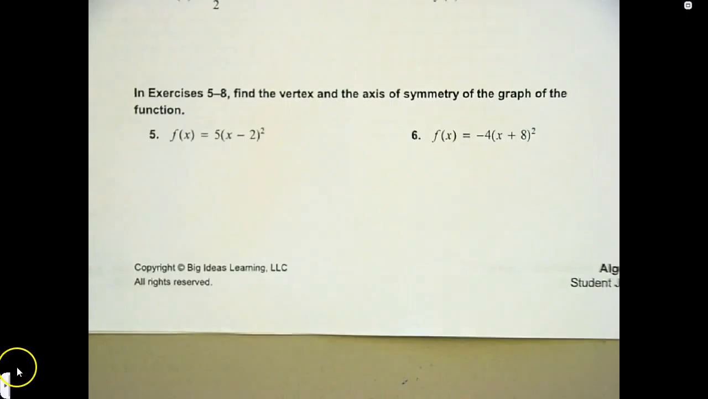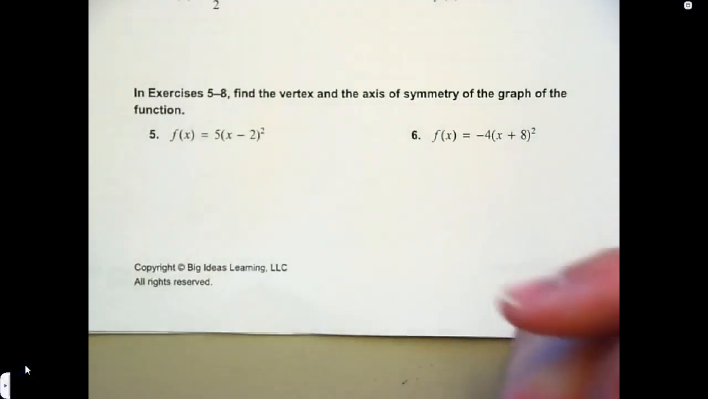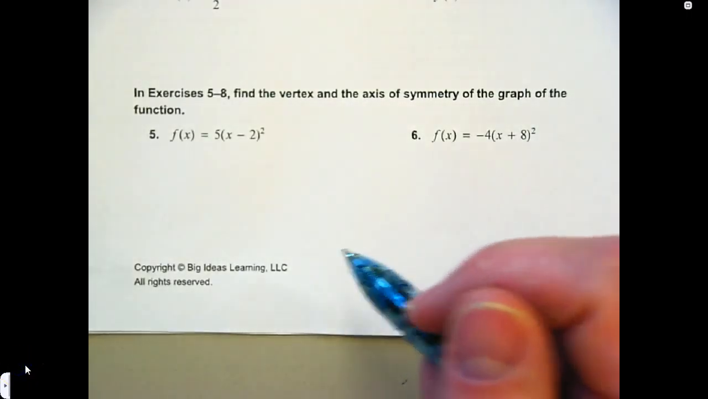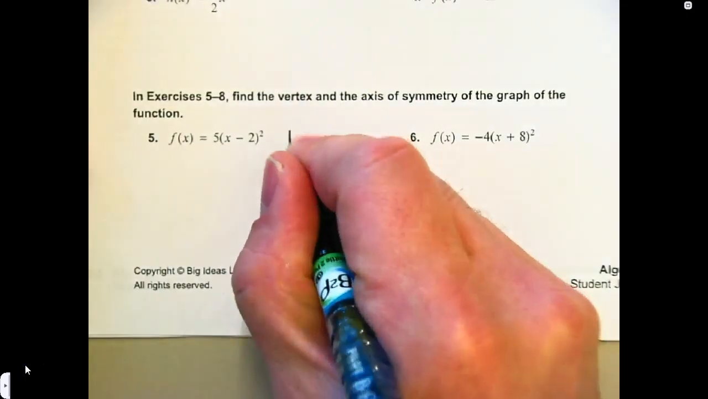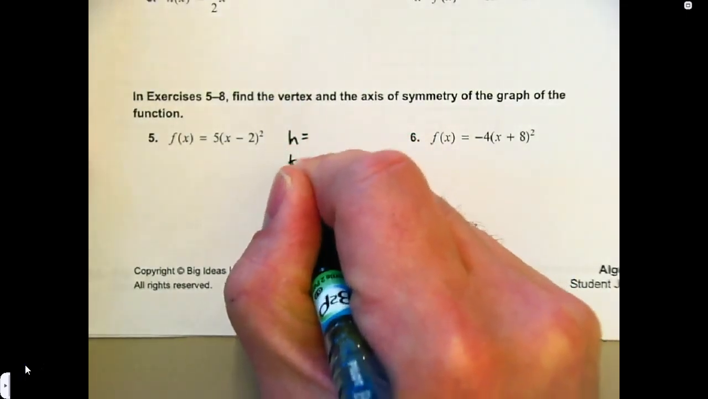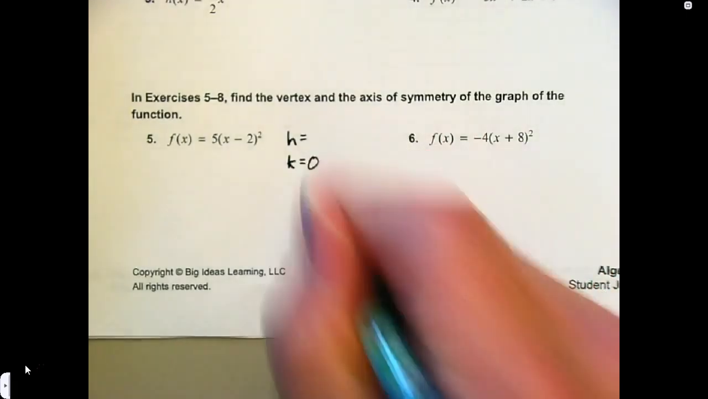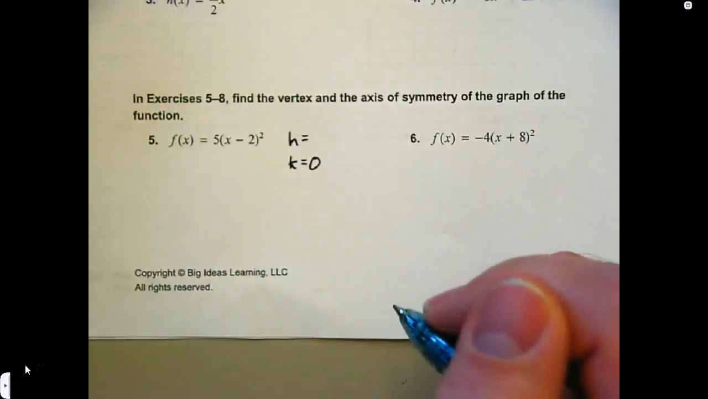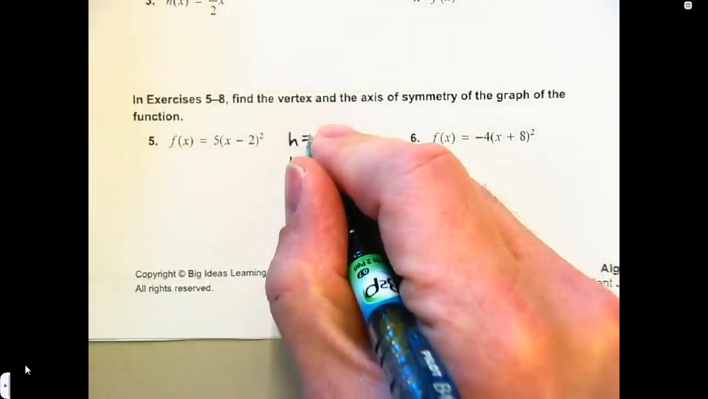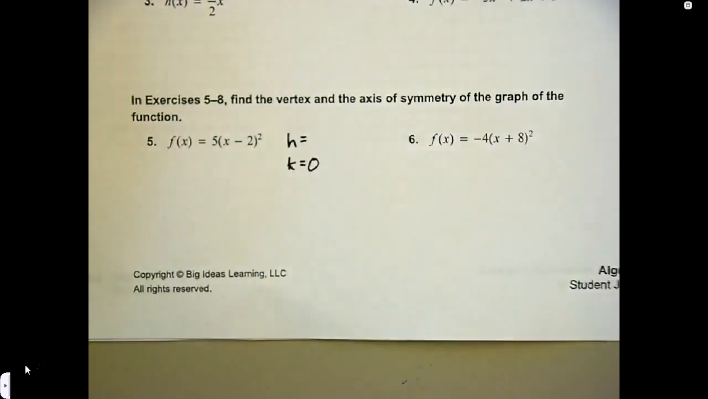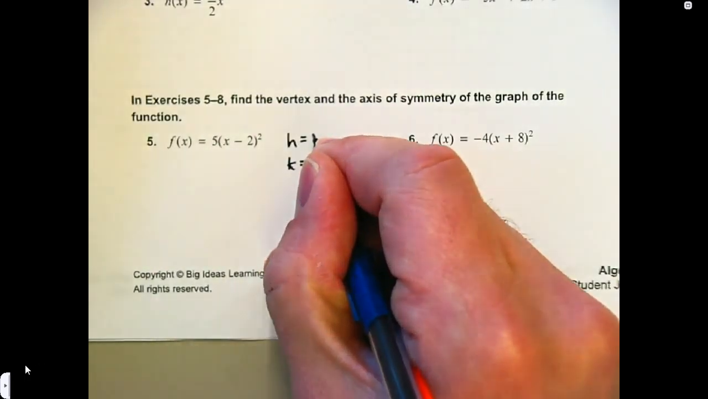Okay, here comes the confusion. What is h? Actually, better yet, what's k? Zero. K is 0. Okay, Bailey, what's h? 2. Who says it's 2? Who says it's negative 2?